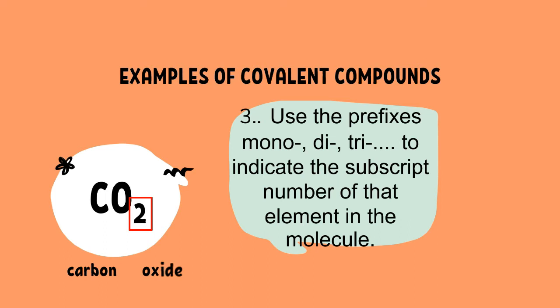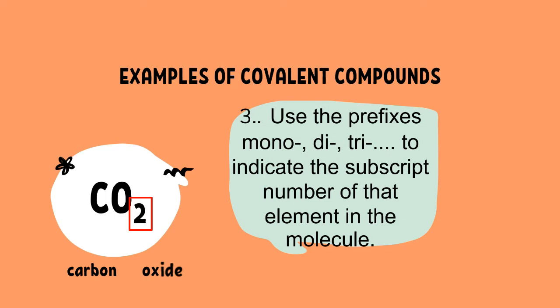Carbon has no subscript, no 2 or 3 or 1, because carbon is already understood to have 1, so there's no need for us to write 1 as a subscript. But anyway, let's focus first on oxygen because oxygen has a subscript of 2. So we need to use a prefix of di because we have 2.